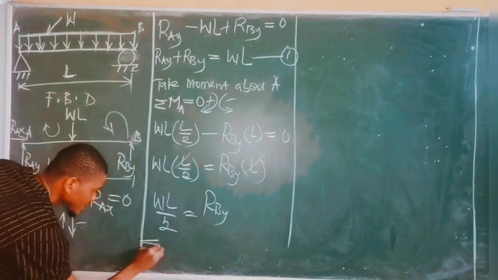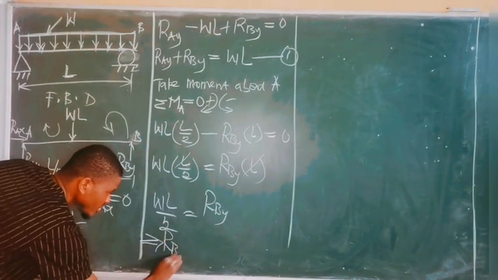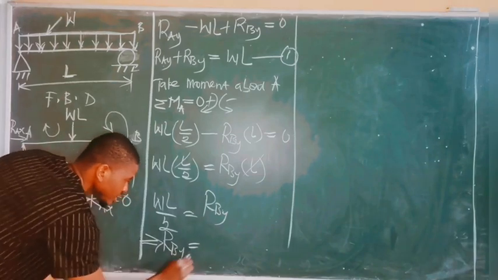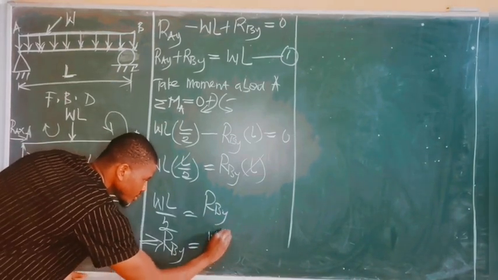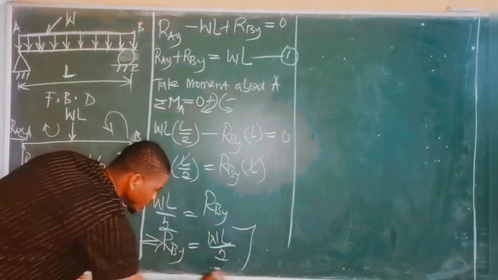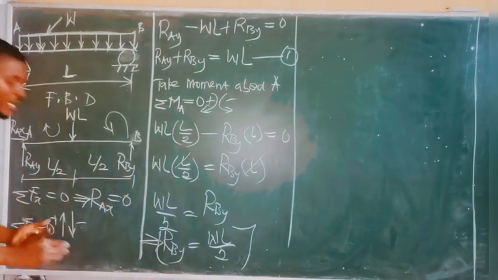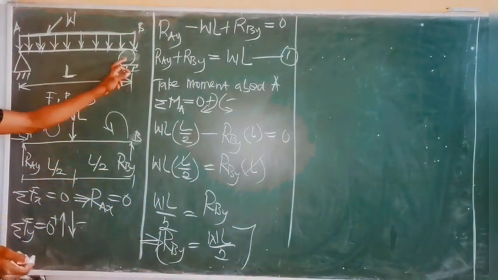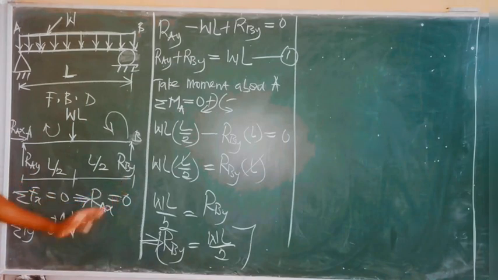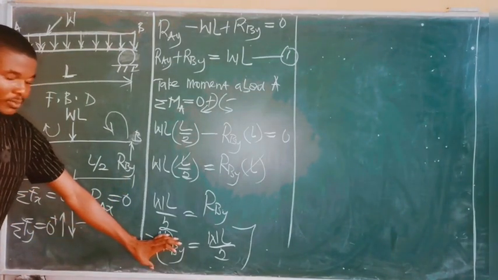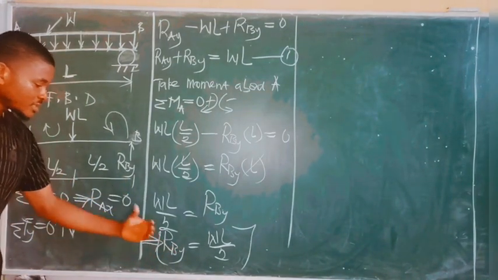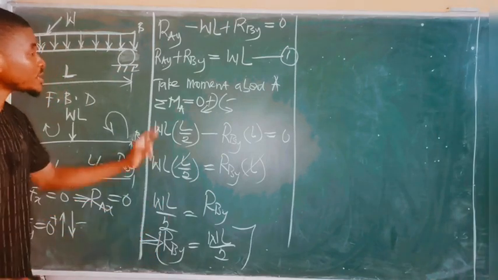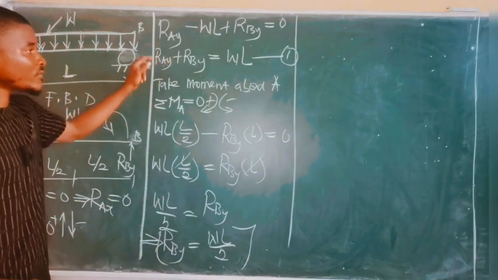So it means that the reaction at point B, the reaction of the support at point B, is simply WL all over 2. This gives us the reaction of the support at point B. So this unknown is found, RBY. So if we know this reaction at the support, all we need to do is simply take this reaction and substitute into what? Equation 1 to obtain the value of what?